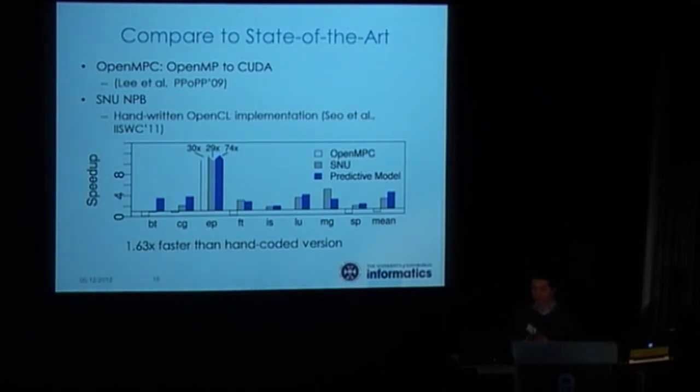And SNU-NPB is quite good for many benchmarks, in particular for LU, because they change the algorithm. They change the original implementation of the OpenMP version, and this time they are able to get a speedup on the GPU, but still the performance on the GPU is not able to beat the CPU. So on average, our approach is almost 1.63 times faster than the hand-coded version.